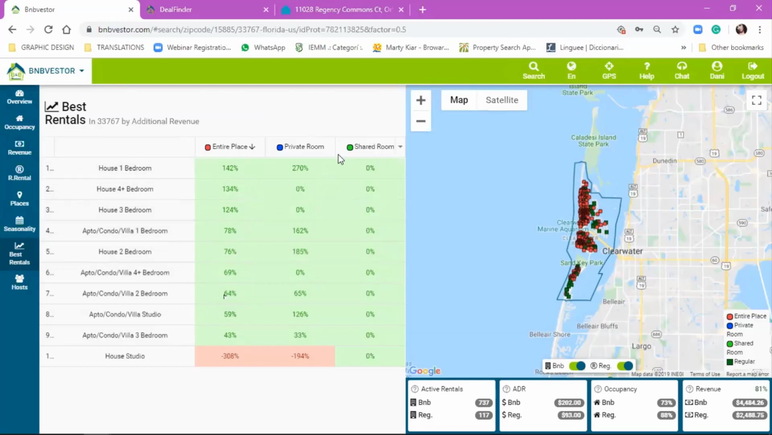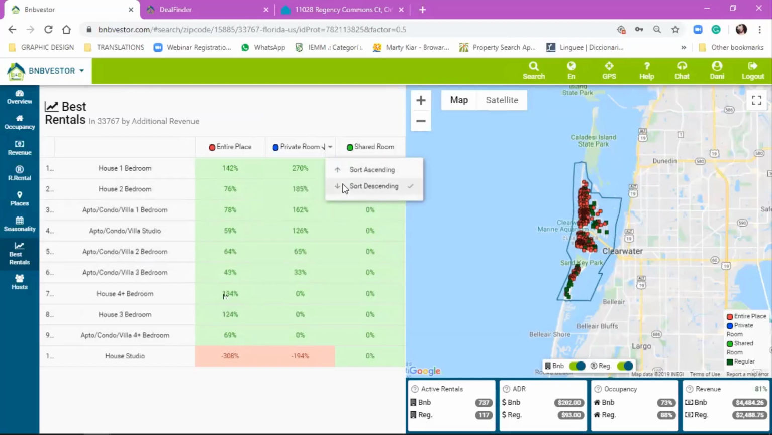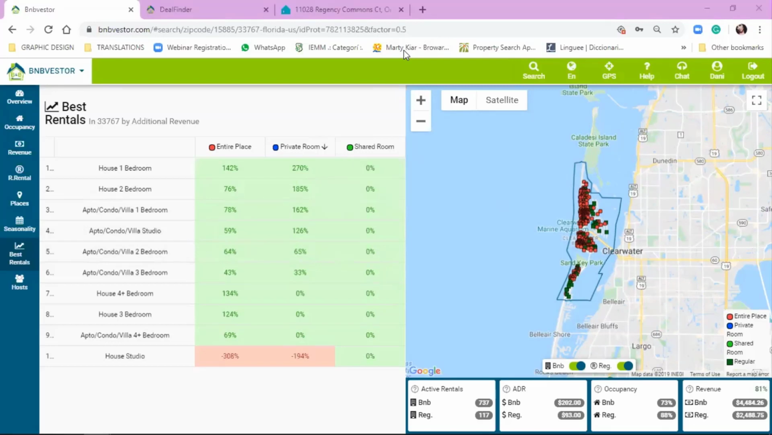If we take a look into the private room as well, we can go from a house of 1 bedroom until a condo, apartment, condo, villa of 3 bedrooms. I mean, you can even stay with 2 bedrooms and you will still have a 65% additional revenue. Not as high as the other, but it's actually very good once you do start your business. Okay, December is in Florida. December is cold.